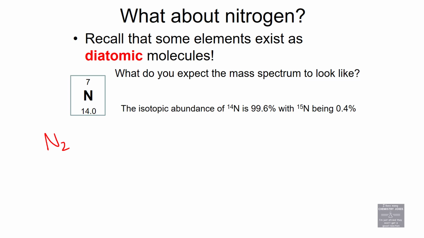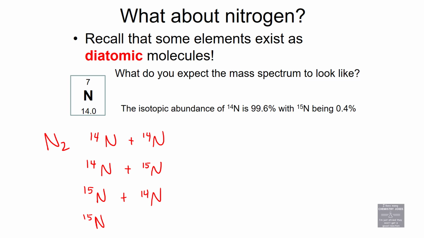So if we're looking for a spectrum of diatomic nitrogen, one nitrogen could be nitrogen 14 and the other nitrogen 14. Or one nitrogen could be nitrogen 14 and the other nitrogen 15. It also means you could reverse the roles, a 15 and a 14, or 2 15s. Hopefully, because you already know how this is going to work out, your biggest peak is going to be, by far, this one, because 99.6% of the nitrogen on the planet is nitrogen 14.